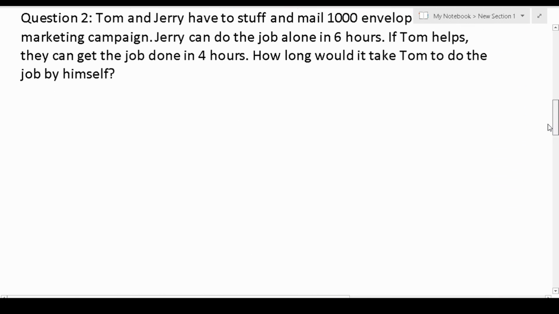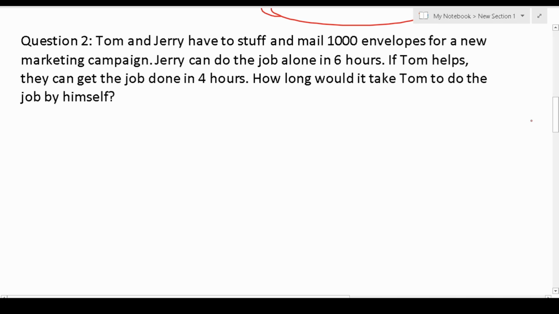All right, so let's look at question 2. Question 2 says, Tom and Jerry have to stuff and mail 1,000 envelopes for a new marketing campaign. Jerry can do the job alone in 6 hours. If Tom helps, they can get the job done in 4 hours. How long would it take Tom to do the job by himself?